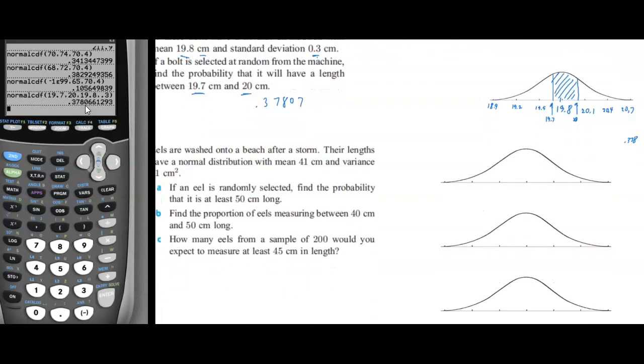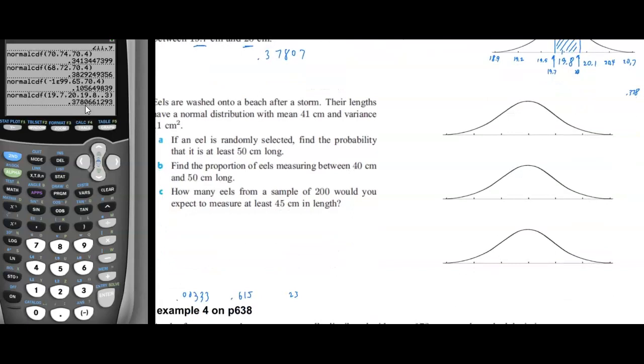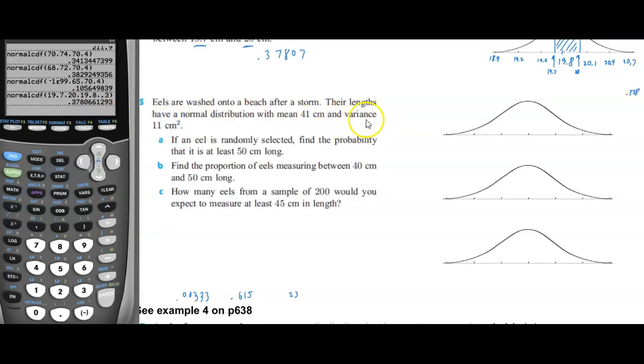Okay, sounds reasonable. Eels are washed onto a beach after a storm. Their lengths have a normal distribution with a mean of 41 and a variance of 11. Okay, so this is a little bit tricky because they're giving us variance instead of standard deviation. Notice that variance has units of centimeters squared. So variance, remember, is actually equal to sigma squared. And when we want to do normal distribution with the calculator, we have to have sigma, not sigma squared. So in order to get sigma from the variance, we do need to square root it. So the square root of 11, that would be the sigma value.